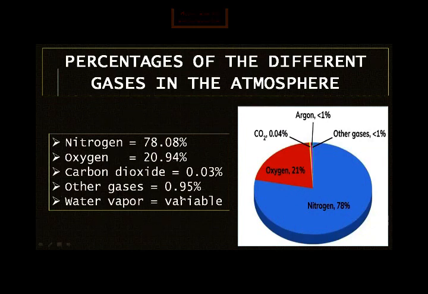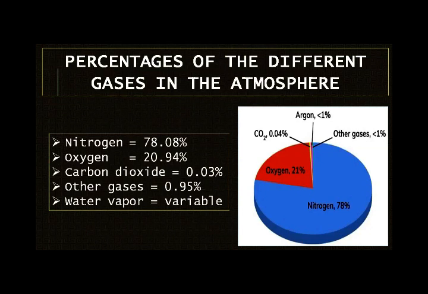Carbon dioxide is present at 0.3%, other gases 0.95%, and water vapor. Water vapor means hail, fog, and different forms of water vapor such as rain and snow; it is variable. I'm sure the examples will make clear how water vapor is variable in the atmosphere.